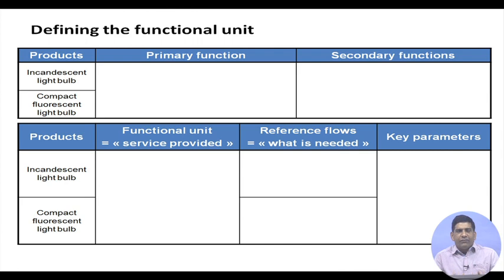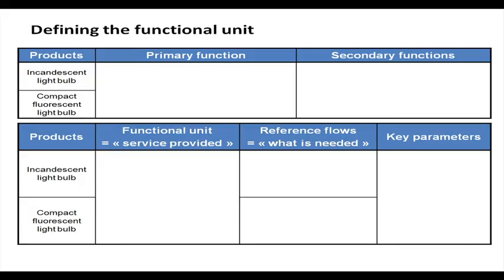We have two products that we are trying to compare, and that we have listed on this top over here: incandescent light bulb and a compact fluorescent bulb. So these are the two products we are trying to compare, and same thing at the bottom we have listed here. So now what is their primary function? If you look at here, I have listed something known as secondary function, which we haven't talked about until now in this course. Now there is a primary function and there is a secondary function.